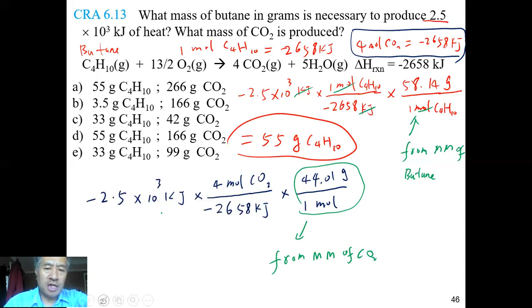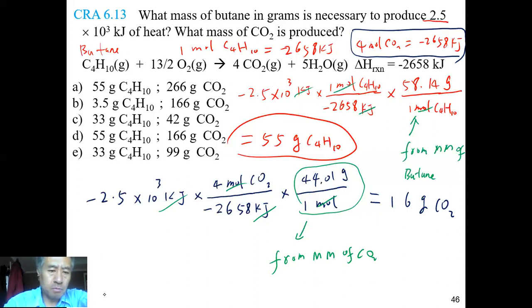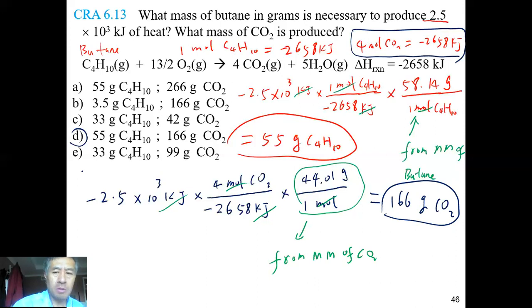Right, now let's check the cancellation of the units. kJ and kJ cancel out, moles and moles cancel out to get the gram. And so we multiply, divide, so we get 166 gram of CO2. So therefore, our answer will be D. Answer is D.